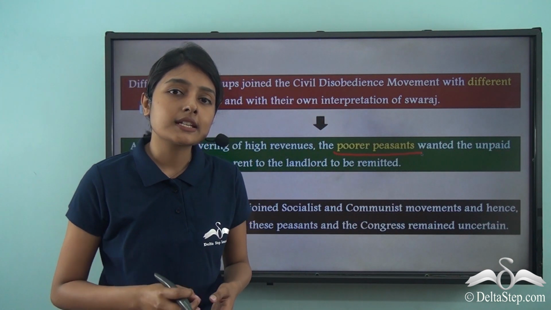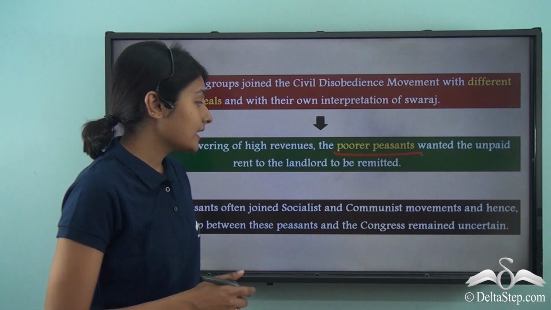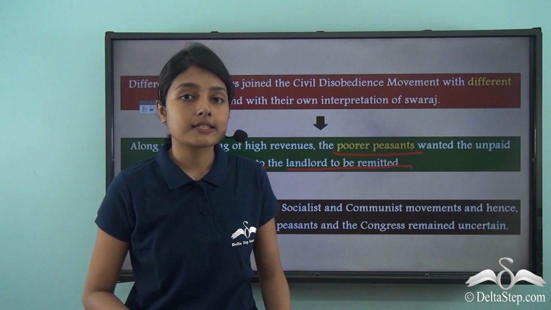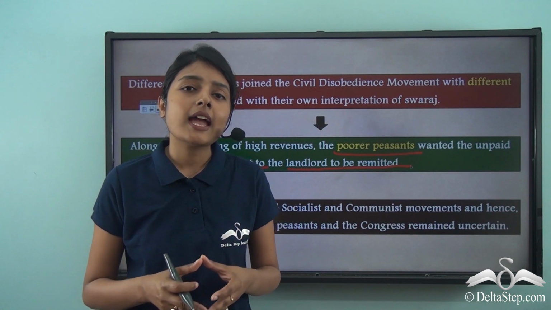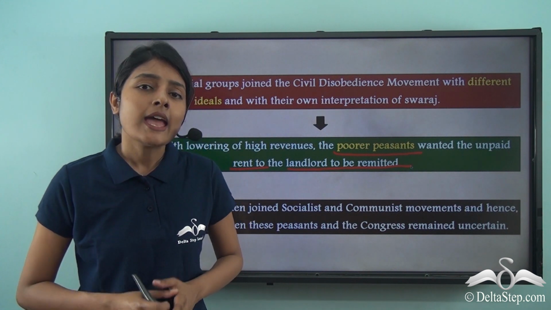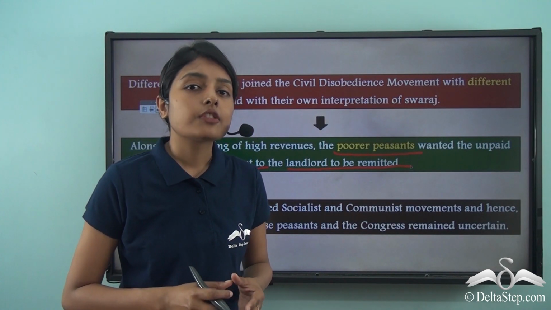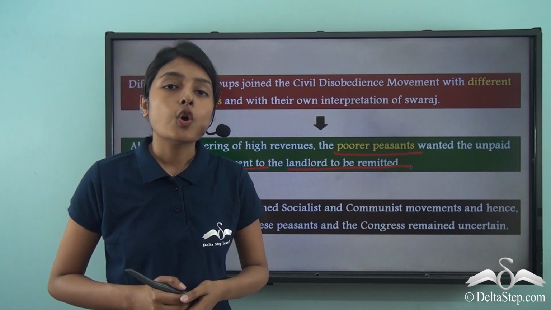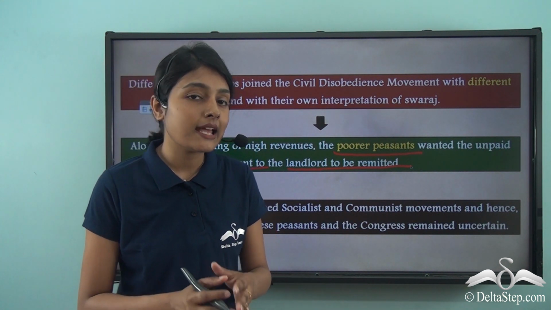Now, along with wanting a relaxation in the high revenue, these poorer peasants also wanted their unpaid rent to the landlord to be remitted. Now, these were people who did not possess any land of their own, and they had to work on the lands which were owned by wealthy zamindars and landlords, and they had to pay very high taxes for the same. So, along with a relaxation in the revenue which was to be paid to the British colonial government, these poor peasants also wanted a remittance in the rent which they had to pay to the landlords.